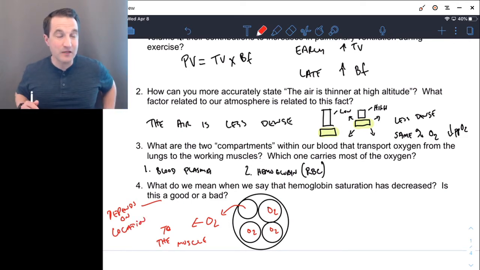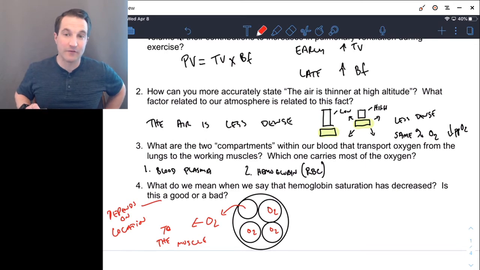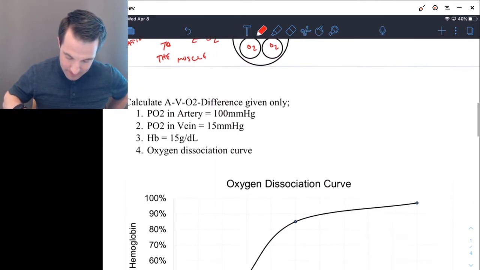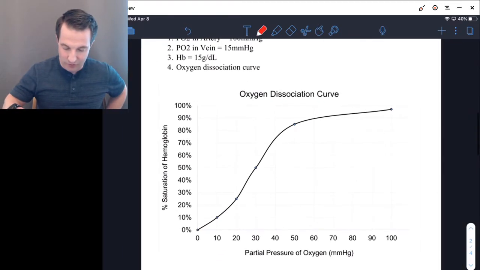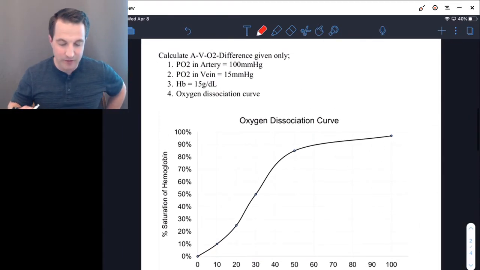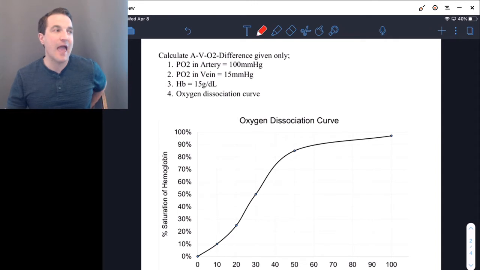Okay, so that finishes off where we were and kind of a review of our lecture from Monday. So let's move on. Here's our oxygen dissociation curve. The point of what we're going to be doing is we're going to be calculating the AVO2 difference.